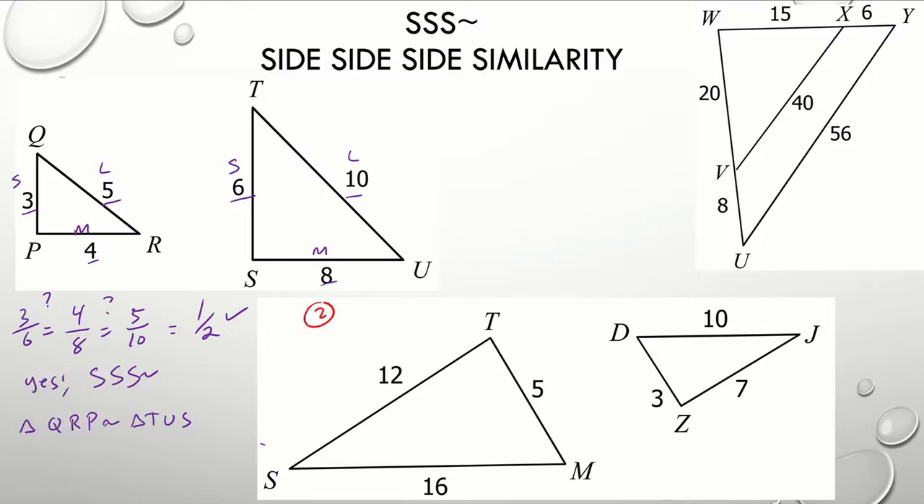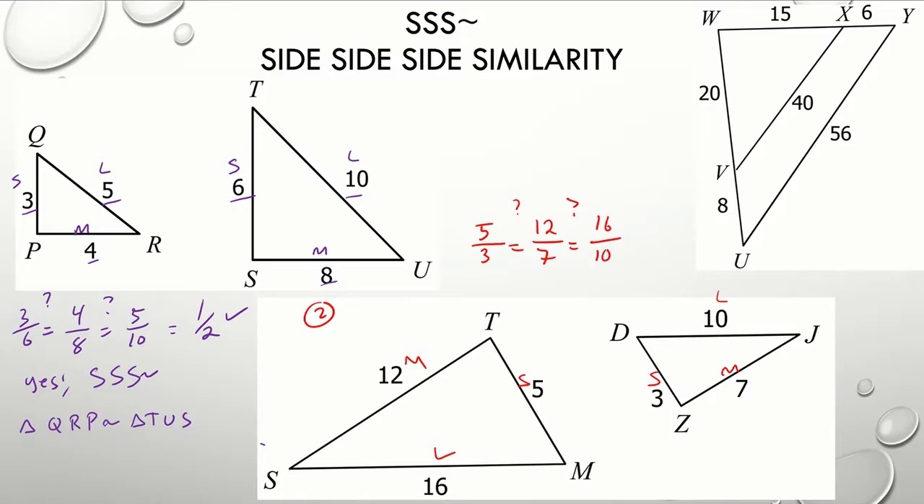So let's look at this second one here. Once again, this one's a little bit more difficult to determine what side goes with what, but if we were to label each one, so here's my small, medium, and large. Looking at this second triangle, I have my small, medium, and large, right? And so once again, here I'm going to set up my ratio, so small over small, so 5 over 3. Is that the same as my medium, which is 12 over 7? And is that the same as my large over large?